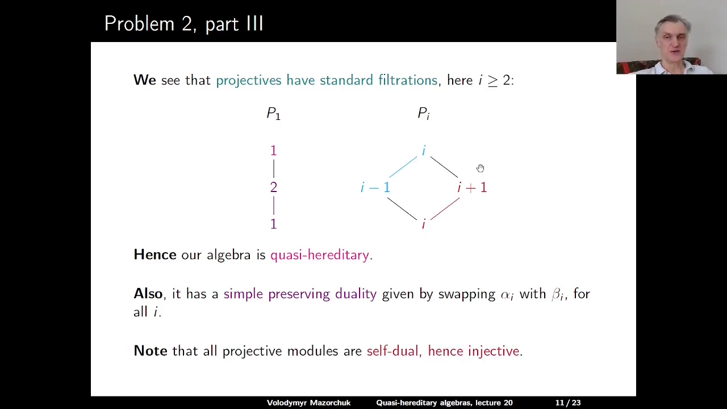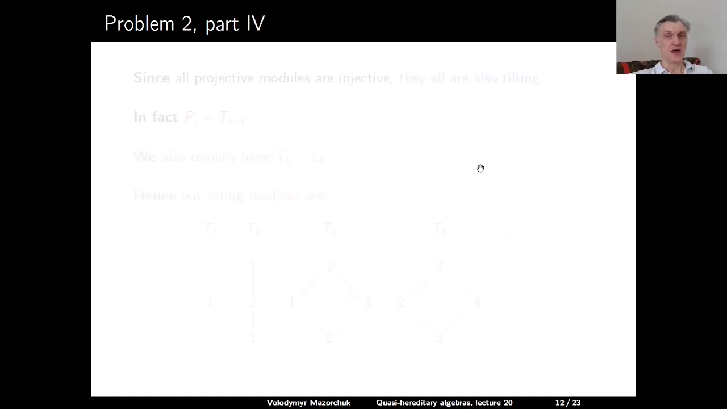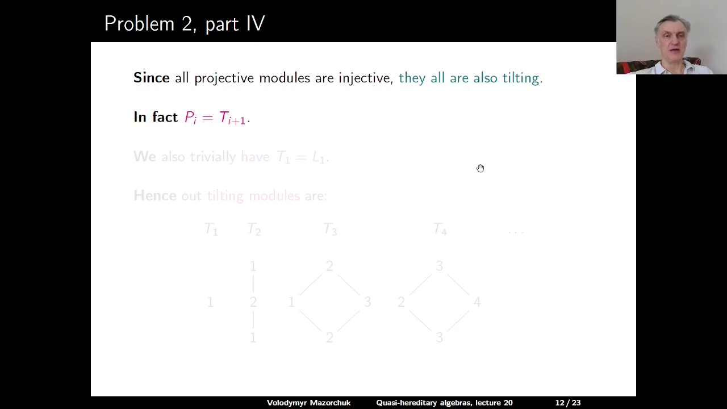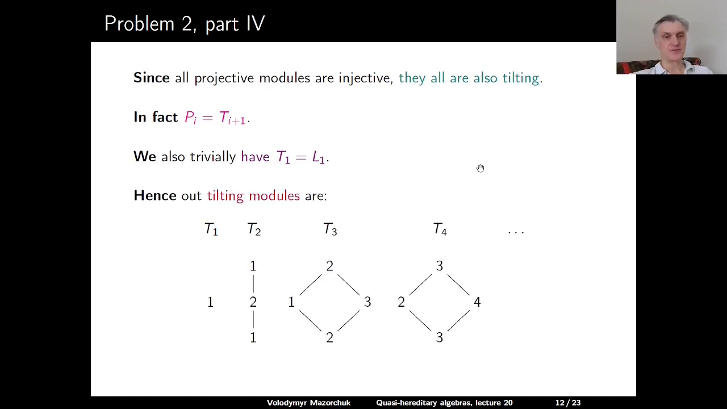So all projectives for this algebra are injective, and so they must be tilting. So in fact, Pi is equal to the tilting module T i plus 1 for each i. And so we have only one tilting module left, which is T1, and this is always L1 because 1 is a minimal element. Hence, our tilting modules are as follows. T1 is just the simple L1, T2 is P1, T3 is P2, and so on.